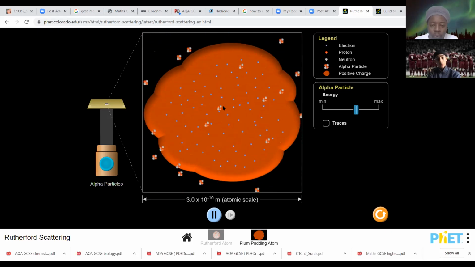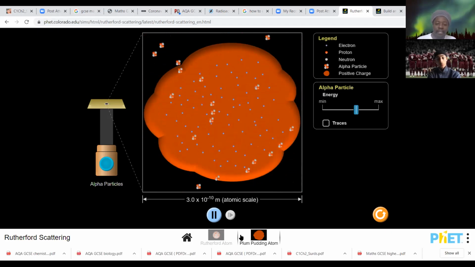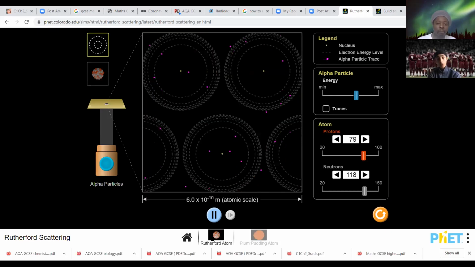Exactly what they thought would happen. But when they did it, lo and behold, this was the experiment they did, they fired alpha particles. Now watch what happens to these little alpha particles, the little purple stuff. What do you see? Now they're not going right through. What do you notice about the path they're taking?